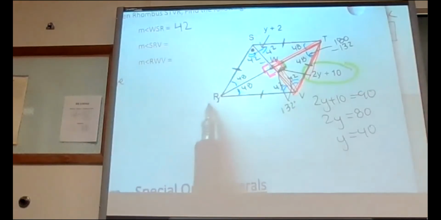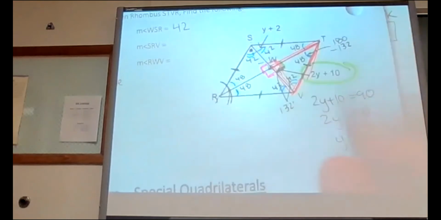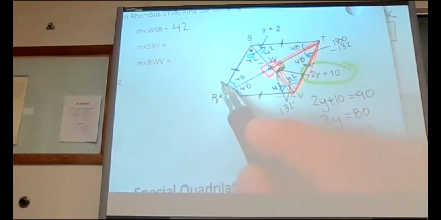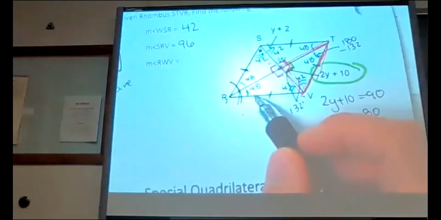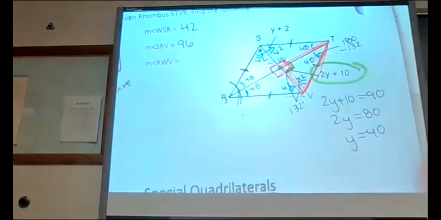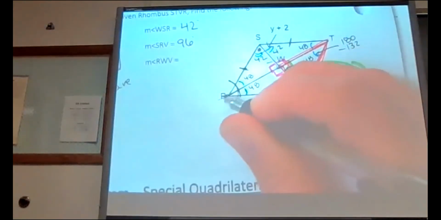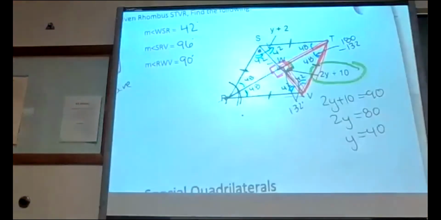SRV, so S to R to V. That's this whole angle measurement, S to R to V. So what would that entire angle R be? It would be 96, yeah? Now I'm just adding 48 and 48 together. RWV, from R to W to V. What is that measurement? It's a 90 degree. That's one of our middle angles. Okay.